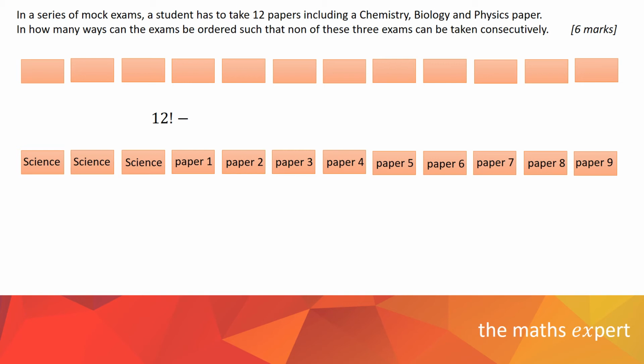This is one situation with the 3 papers at one end. I can arrange the other papers in 9 factorial different ways next to them to go with each of the 3 factorial different ways the 3 science papers can be arranged. I will then multiply this by 10, as there are 10 different positions the 3 papers can go in if you consider sliding them across by 1 each time.